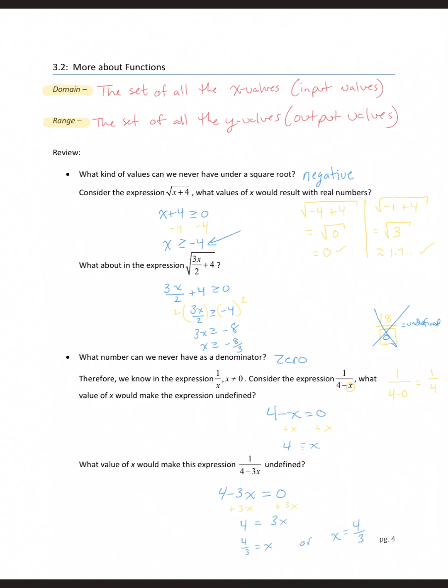So to solve this, you can either add the 3x to both sides like I did here, or you could have subtracted a 4. Either one is fine, you'd get the same answer. And then I divided by a 3, so I get 4/3 equals x, or I can always rewrite that as x equals 4/3. So what value of x would make this expression undefined? That would be the value of 4/3. So here, any value of x would be okay except for 4/3.